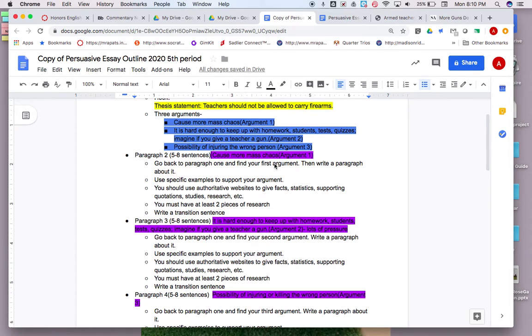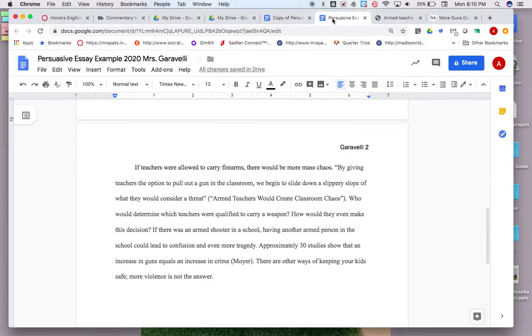You're going to make that argument into your topic sentence. Your topic sentence is the first sentence of your paragraph. So it literally tells what your topic is going to be for that paragraph. So mine is cause more mass chaos. So I just wrote, if teachers were allowed to carry firearms, there would be more mass chaos. That is my topic sentence. So now my reader knows that my paragraph is going to be about how it would cause more mass chaos.